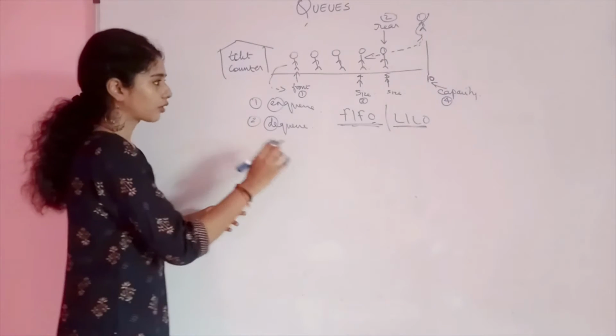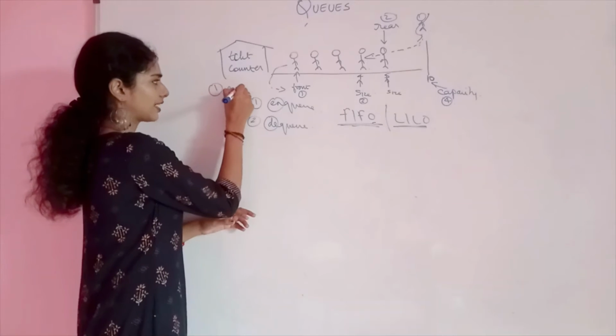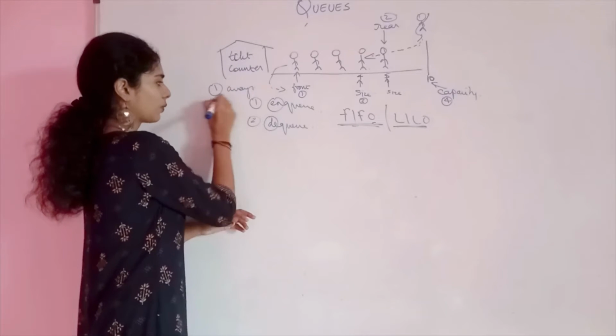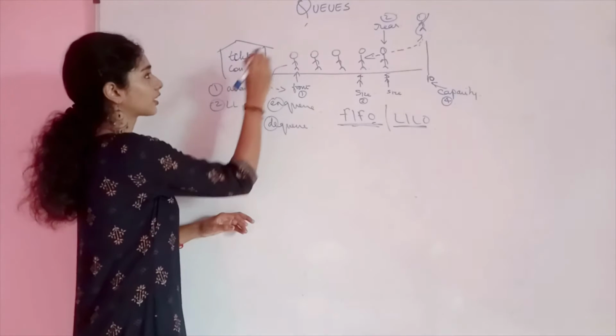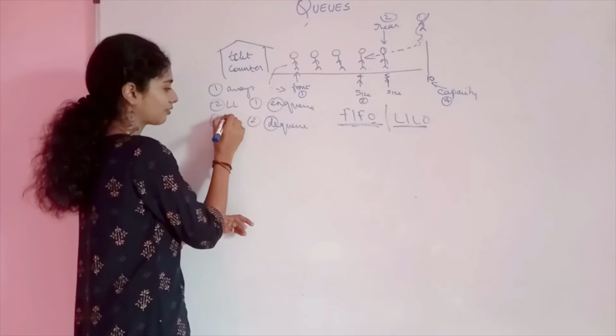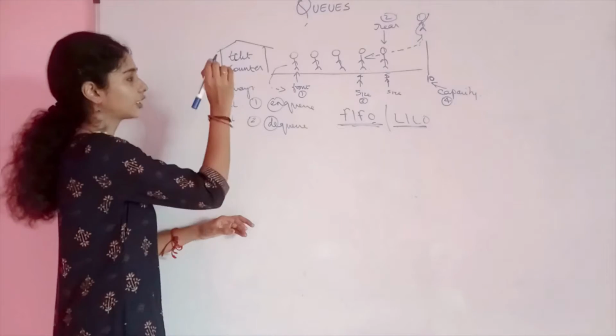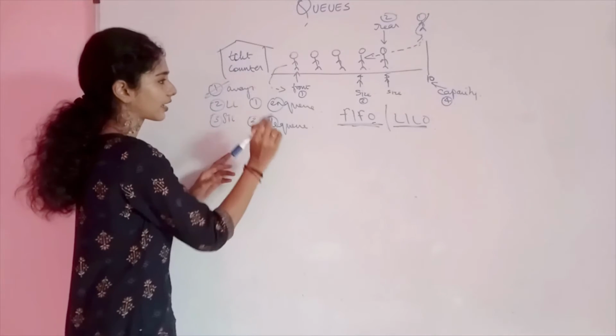So first of all, we are going to start with arrays, and second, we'll have the linked list formation of using queues, and thirdly, we'll have the STL type of implementing queue. Fine. So let's start with this array.